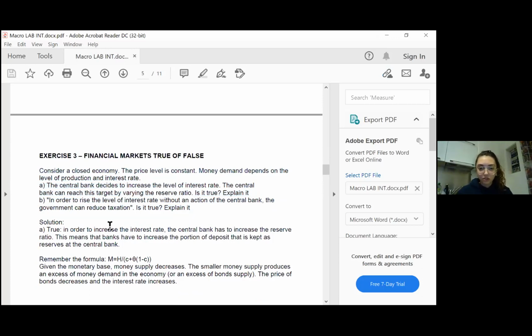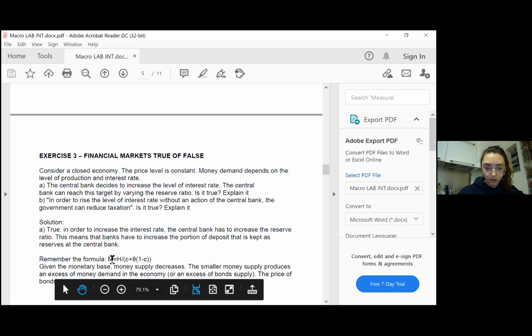In order to increase interest rates, the central bank has to increase the reserve ratio. What does that mean? That means that banks have to increase the proportion of deposits that they will keep in reserves at the central bank. Okay, this is good, but how come? How come that will increase the interest rate?